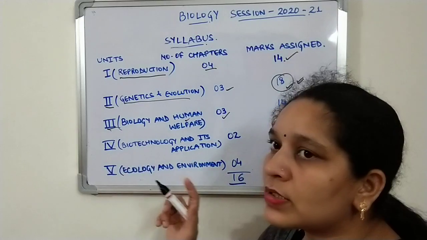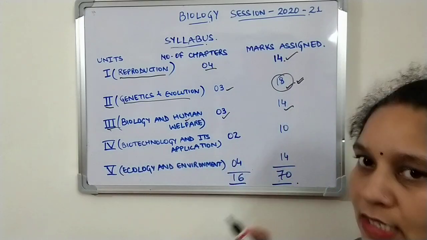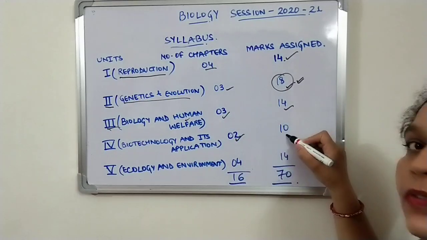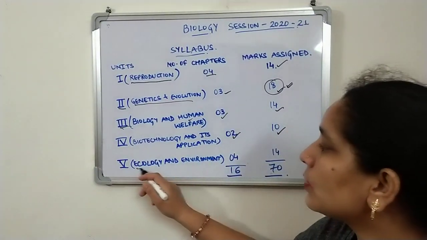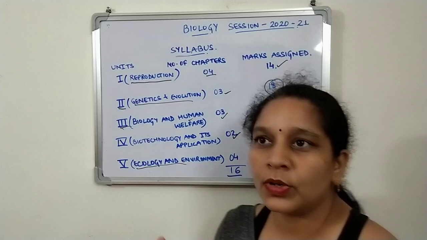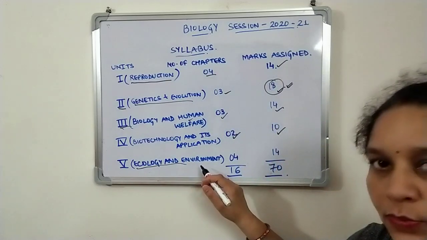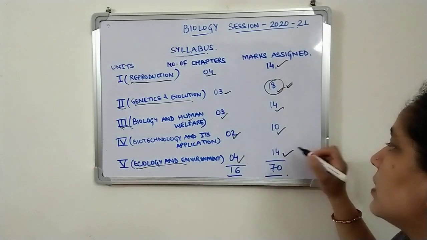Now, the next important unit is biotechnology and its applications, because it is scoring: only 2 chapters give you a total of 10 marks, right? The last unit is very simple, you deal with it in daily life, and it is about ecology and the environment. It comprises 4 chapters and the marks assigned are 14.